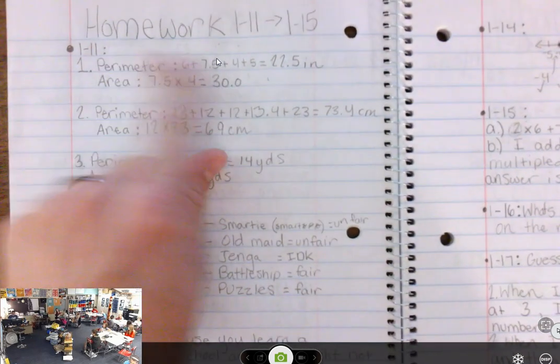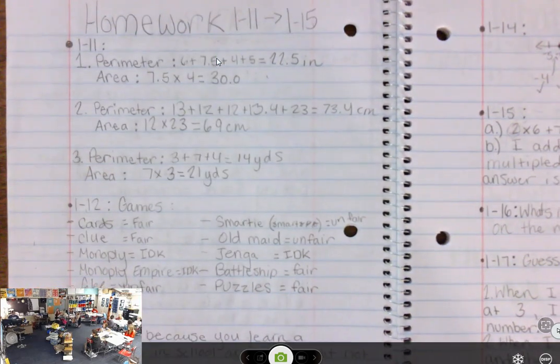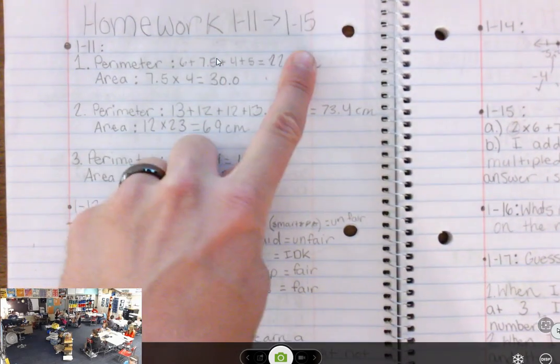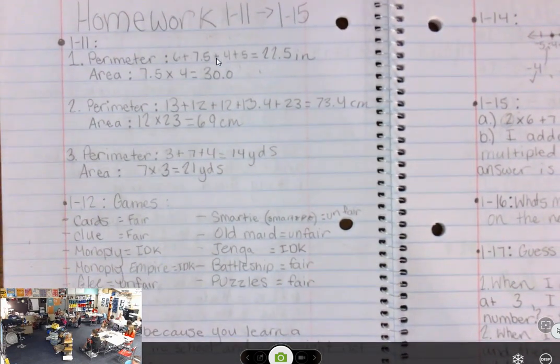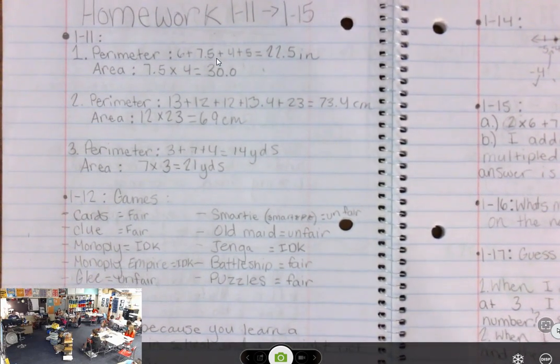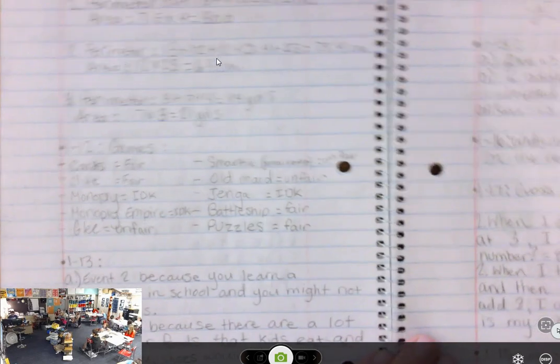Now, you don't even have to write the word homework. You could write HW. You could not even write that. You could just write 111 to 115, or you could just write hashtag 11 to 15, because that means numbers 11 to 15. But Emma's going above and beyond. That's how you get exemplary.